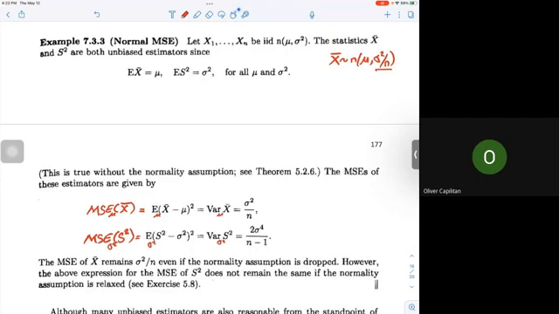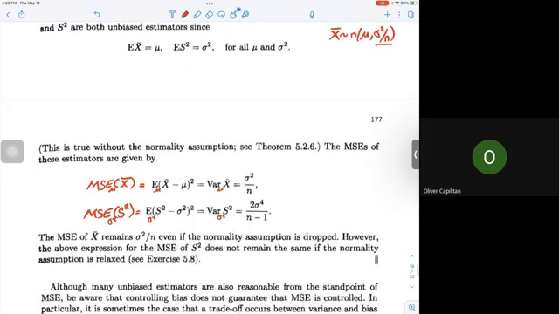And we have seen this in theorem 5.2.6. Then we have the answer for the variance of the sample variance. 2 sigma to the 4 over n minus 1. So the MSE of the sample mean remains sigma square over n, even if the normality assumption is dropped.